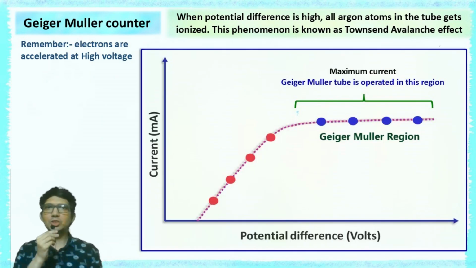This is the region where Geiger Muller tube is operated. Always remember this. It is operated in this region where the entry of one ionizing particle will ionize all the argon atoms by Townsend Avalanche effect. This results in maximum number of electrons and maximum current.